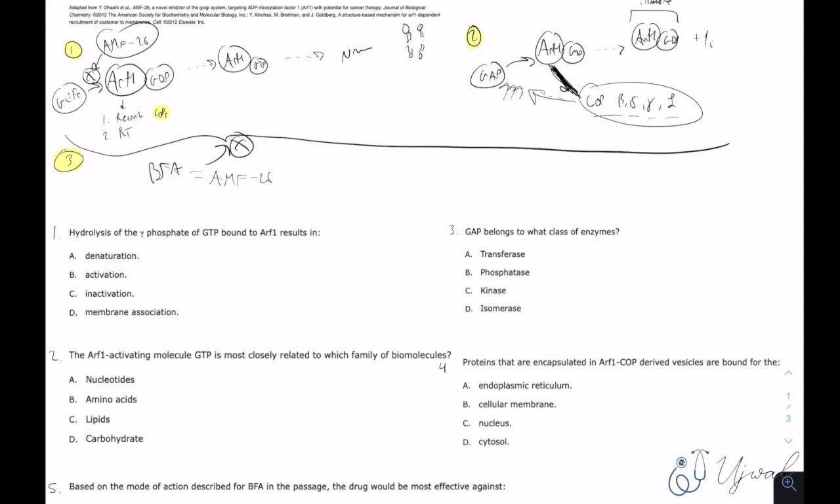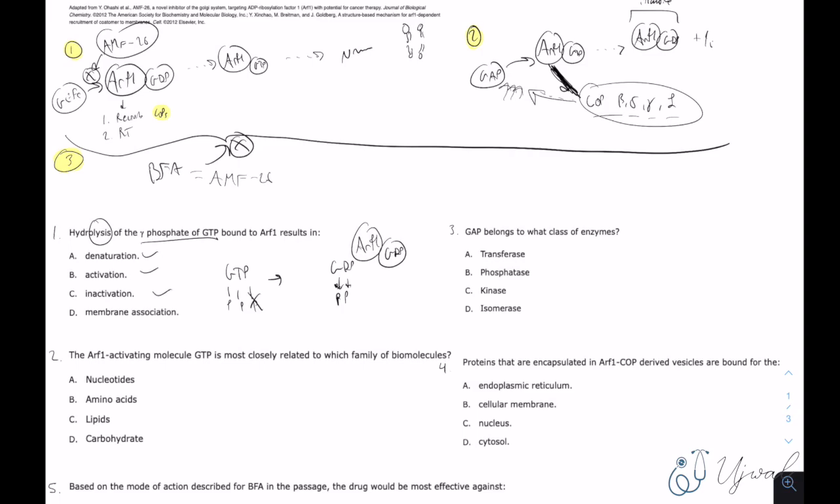Hydrolysis of the gamma phosphate of GTP bound to ARF1 results in. All right. So hydrolysis is something that we should be familiar with from biochem. It's basically talking about lysis, the breaking or the cleaving of a molecule. And so here, that's exactly what's going on. Hydrolysis of the gamma phosphate, so a phosphate on the GTP. So GTP is guanosine triphosphate. We have 3 phosphates. So what happens when you remove one of them? It gets converted into GDP, guanosine diphosphate, right? And so if we have ARF1 bound to this, what's going to happen?